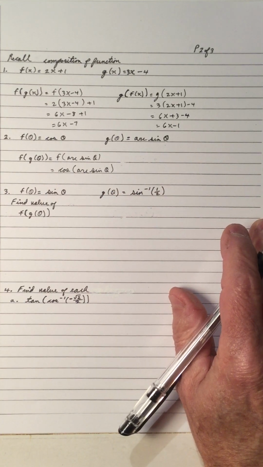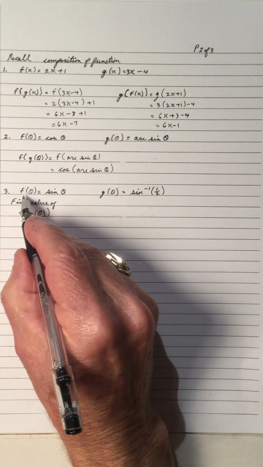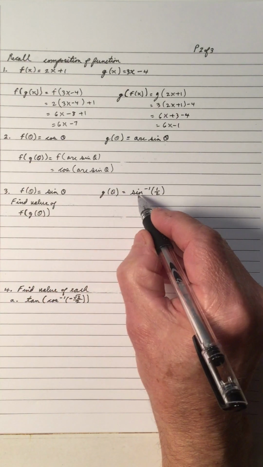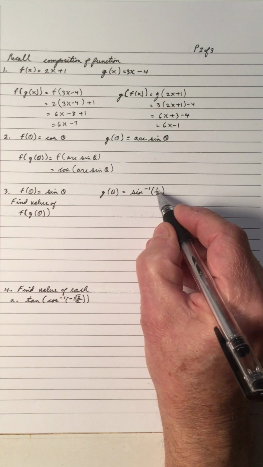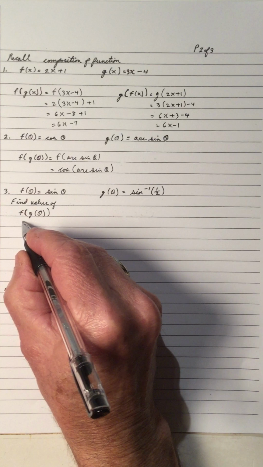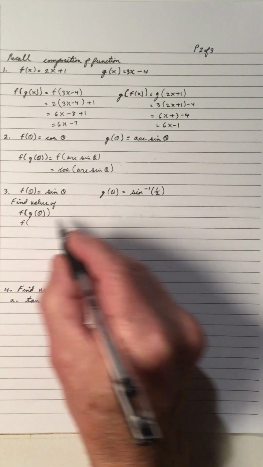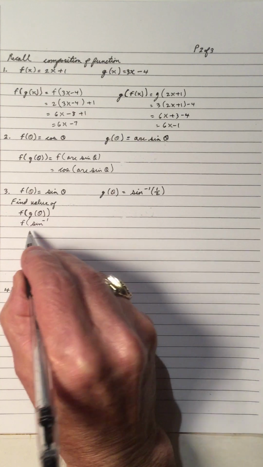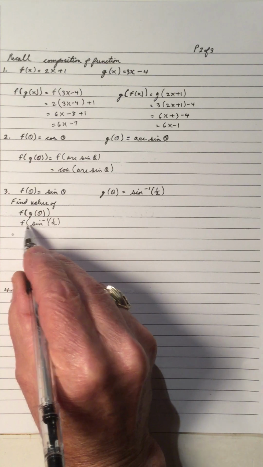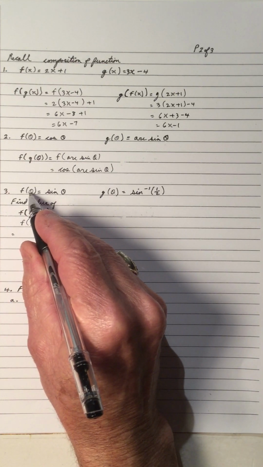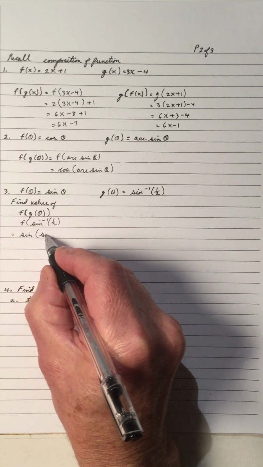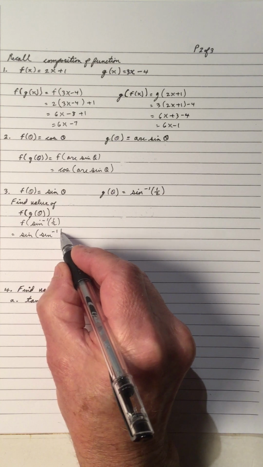So let's do some examples of the composition. f of theta equals sine theta. The g of theta is sine inverse of 1/2. Find the value of f of g of theta. So g of theta is sine to the negative 1 of 1/2. And now we take this and put it in the place of theta here. So that's the sine, and theta is here, so it's sine of sine to the negative 1 of 1/2.